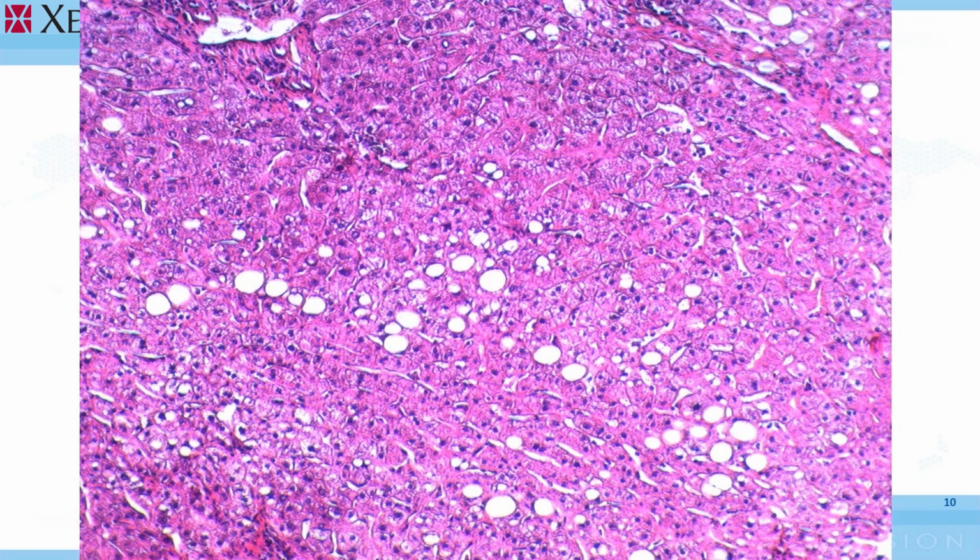Macrovesicular steatosis above 5%. We certainly have it here, going up to 25%. Lobular inflammation and ballooning necrosis. Lobular inflammation is evidenced on this slide by small clusters of inflammatory cells lodged among hepatocytes, but not in the sinusoids. Balloon hepatocytes are 2 to 3 times size of normal cells.